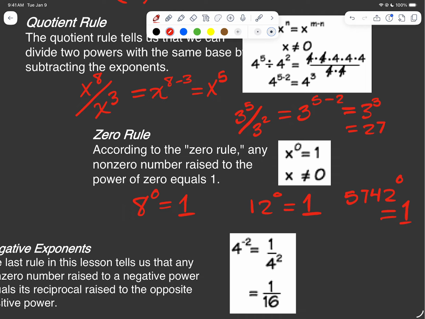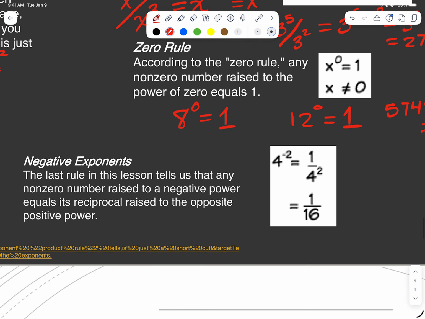The base cannot be 0, so it can't be 0 as the base, right? The base has to be something that's not 0. And when we do it, it equals 1.